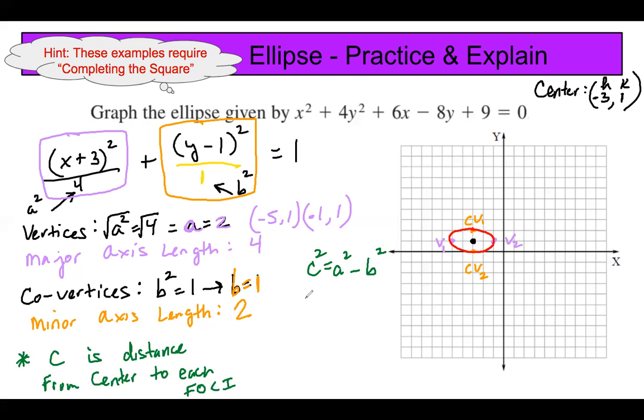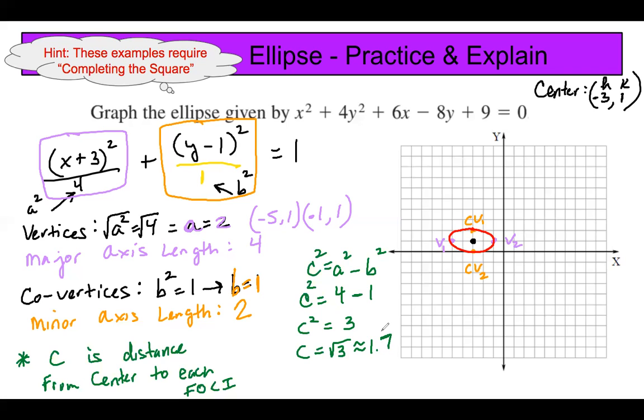So we don't know this right now, so we have C squared is equal to A squared, we do know, that's 4, minus B squared, we do know, that's right here, that's 1. Okay, so C squared is equal to 4 minus 1 is 3, which would imply that C equals the square root of 3. The square root of 3 is the exact value. To get a conception of where to go on the graph, the square root of 3 is about 1.7.